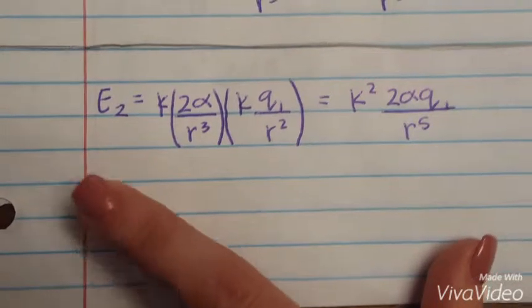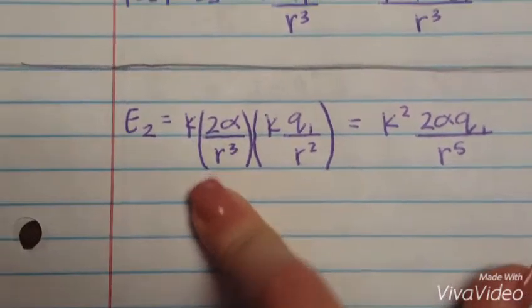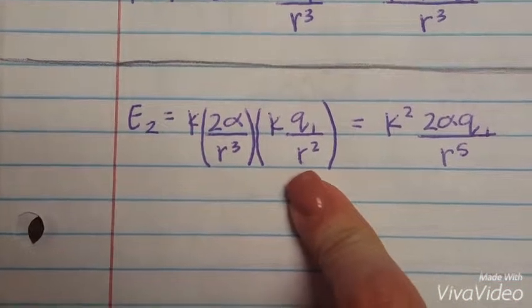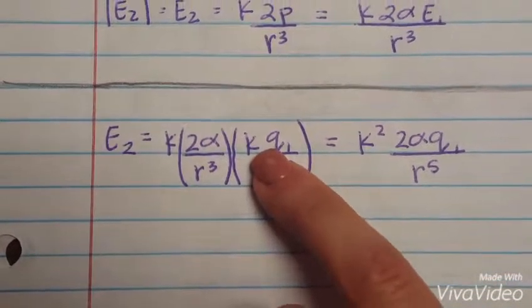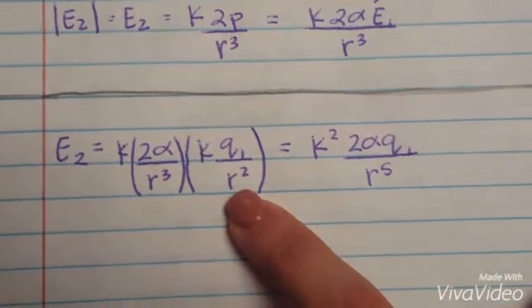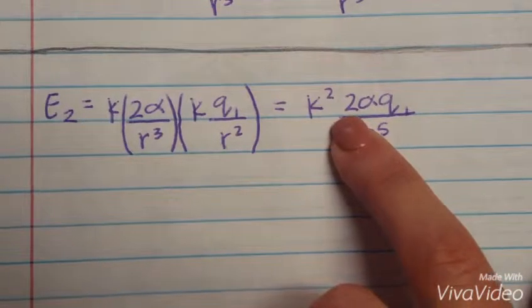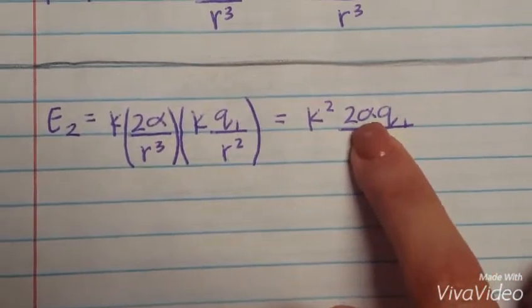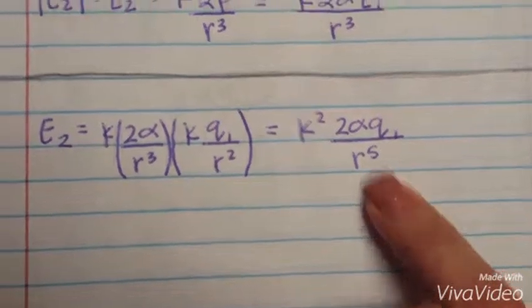the constant K times 2 times the polarizability of the atom divided by r cubed times the equation for the point charge, which is K times the charge of the proton divided by r squared. Simplifying that, we get K squared times 2 times the polarizability of the atom times the charge of the proton divided by r to the fifth.